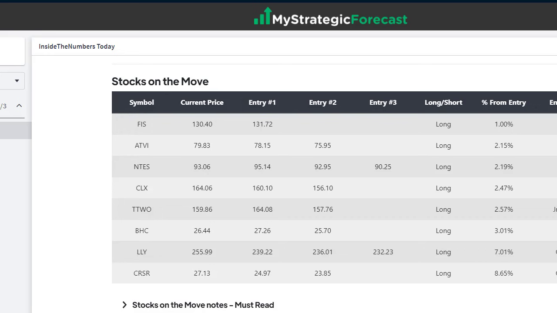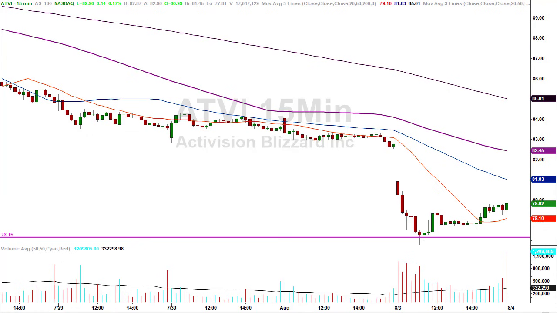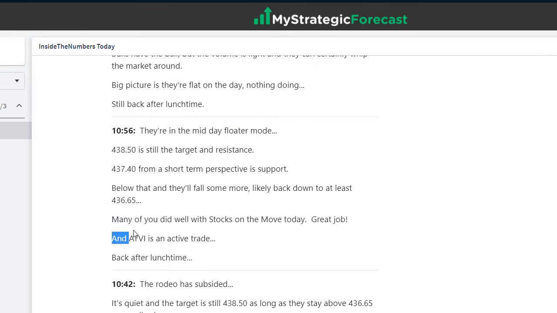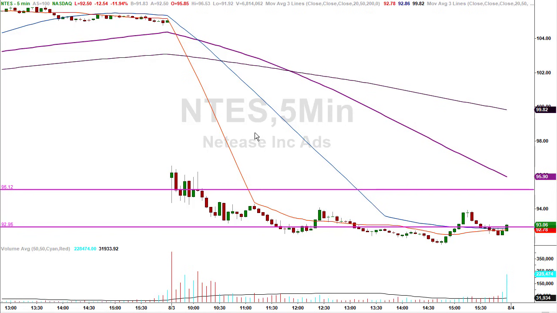Earnings season, healthy list. Out of the list of 8, 6 hit their entry targets. So we're going to take a look at the charts. Fidelity National, FIS, it was a late addition, didn't work, it was a dud. Not every trade is going to work out. This one was one of those slightly ugly ducks. About Activision, 78.15 on the board bright and early. And here you'll notice they kind of came up short and bounced away, but you'll also notice in the notes it said ATVI is an active trade. Here it is, 10:56. And ATVI is an active trade, more than the minimum required base hit.